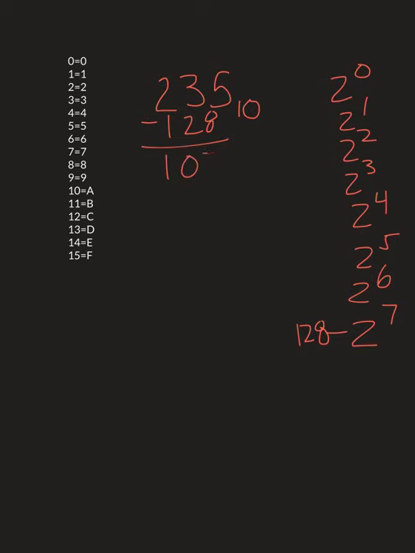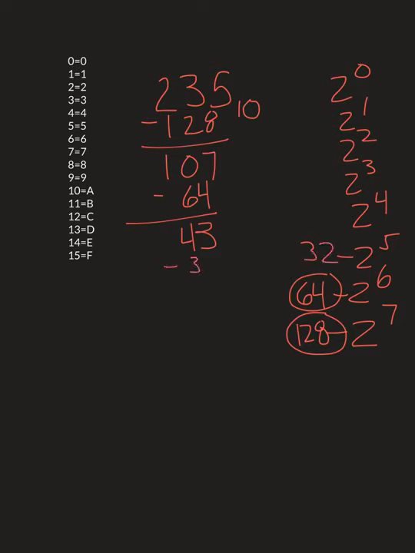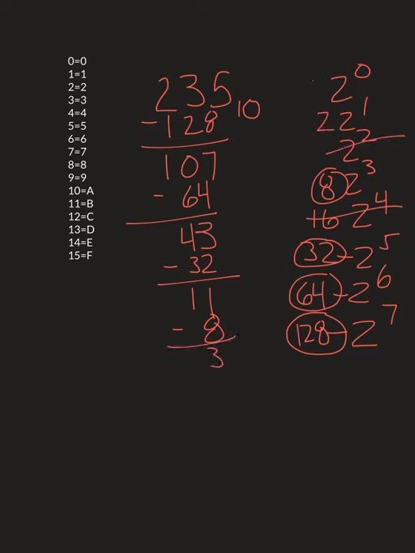Subtract that out, I get 107. 2 to the 6th is 64, and there's definitely a 64 in there. That leaves me with 43. There's a 32 in there. There's not a 16, so I don't need a 16. There is an 8, so I need that location. There's not a 4, but there is a 2 and there is a 1.